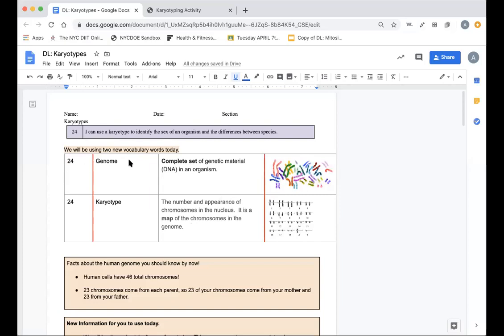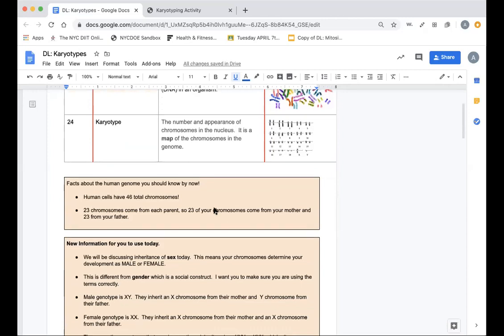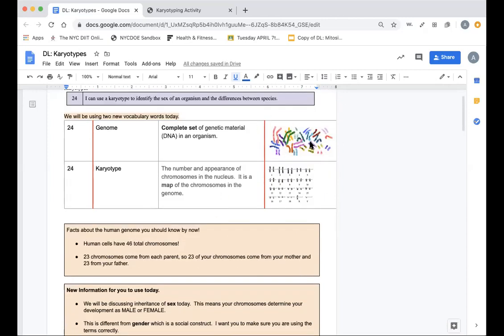And just one more word, genome. A genome is the complete set of genetic material in an organism. So if you start reading much, you'll hear things about the human genome. That means all of our genetic material, all 46 chromosomes. So, information we should already know that I have talked about: humans have 46 chromosomes or 23 pairs. So we have one copy from each parent.